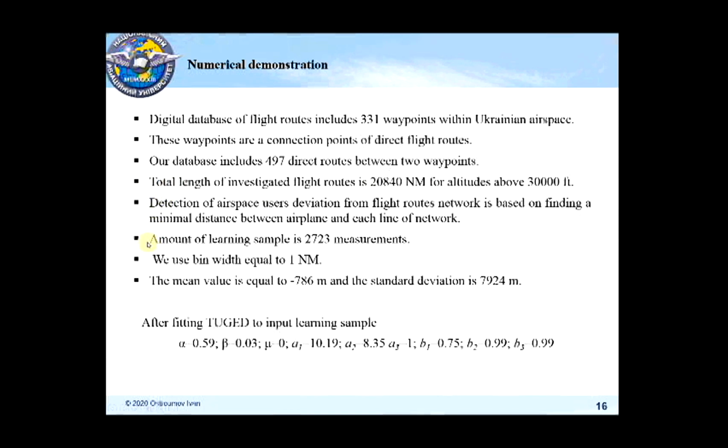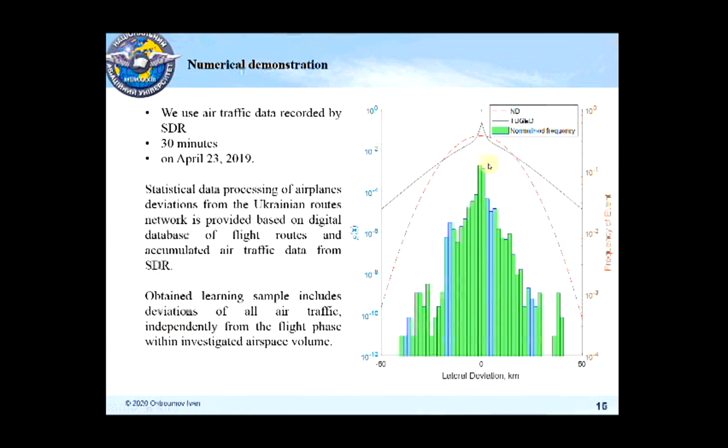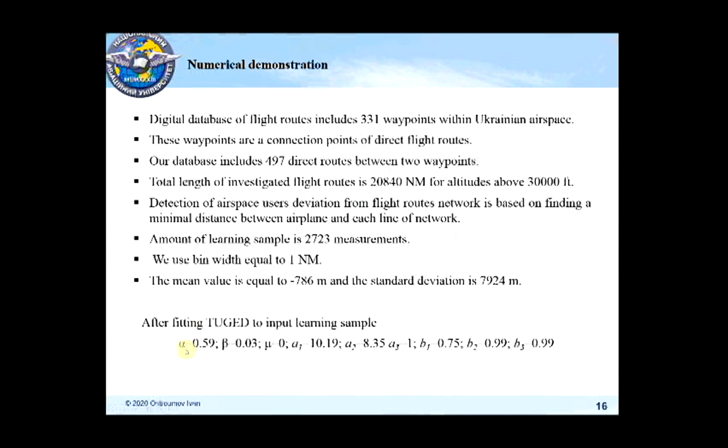Also, in our experimental research we've got a learning sample with approximately 2600 measurements. Of course, Ukraine does not have very congested airspace, so we've got not too much traffic. That's why we've got approximately 3000 measurements for 30 minutes of flight. Okay, and in this slide you can see the result of our fitting by the maximum likelihood method of our statistical histogram. That's why the coefficients in this function we've got like this.